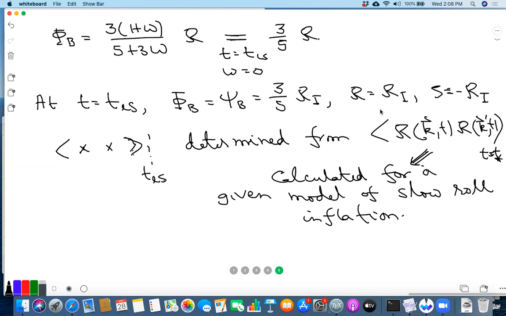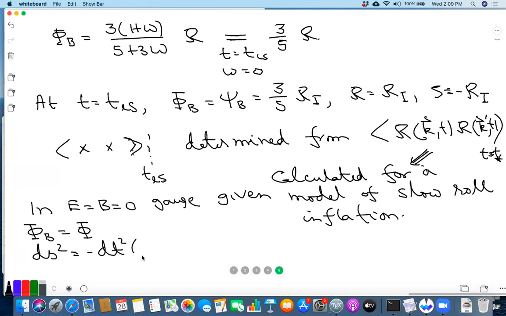And these quantities can be translated to temperature fluctuation. It still requires some work, because you have to understand how temperature is affected by these various quantities. But you can already see, for example, what is phi b? If you remember, in the E equal to B equal to 0 gauge, phi b is phi, right? And what was phi? Phi was the coefficient of minus dt square in the expansion of the metric, 1 plus 2 phi.